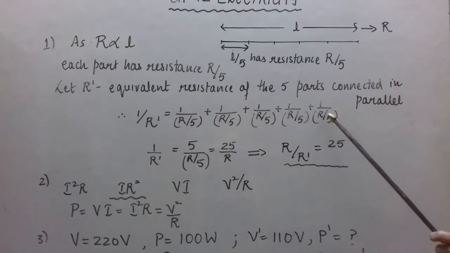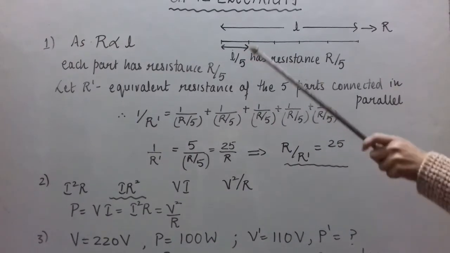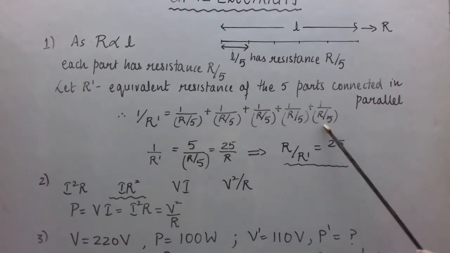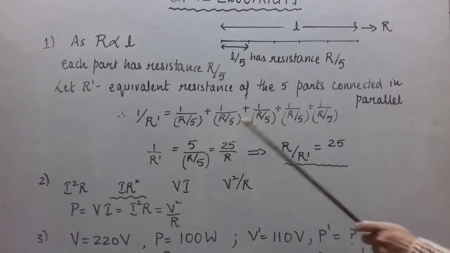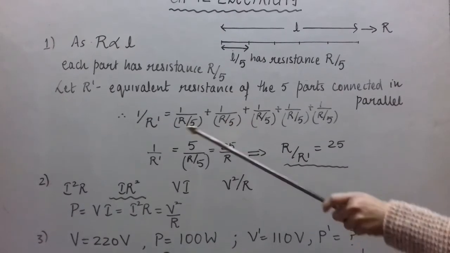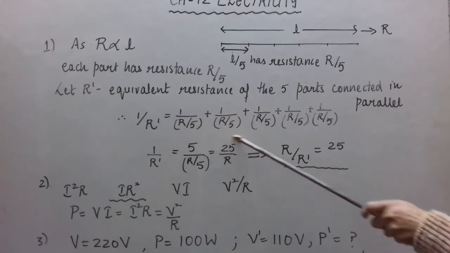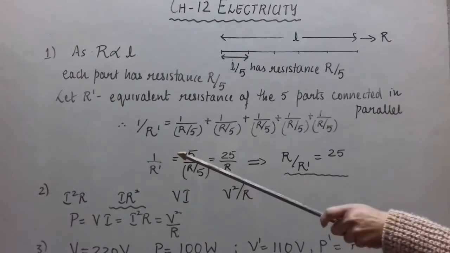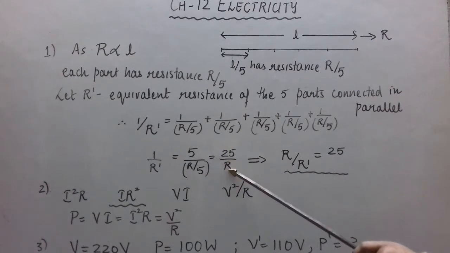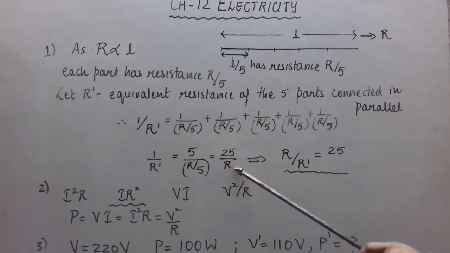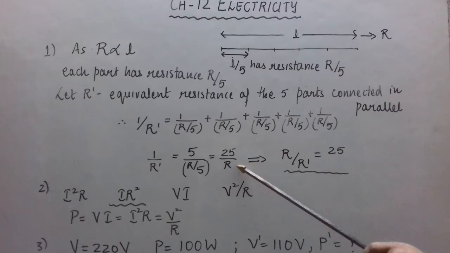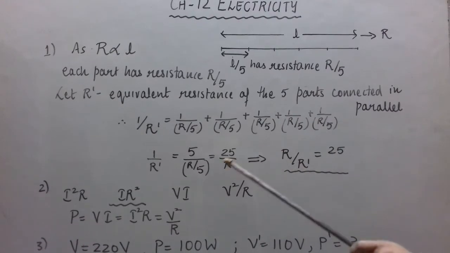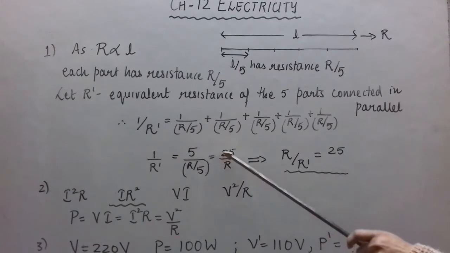You know why we have taken R by 5? Because it is the resistance of each part and these 5 parts are connected in parallel. And hence the equivalent resistance of these 5 resistances or 5 parts of wire is given by R dash, which is given by this formula. So after simplification, we can show that 1 over R dash is 25 by R. But in the question, what are the options given? The options are given for which expression? R by R dash. So from this, 1 by R dash is 25 by R.